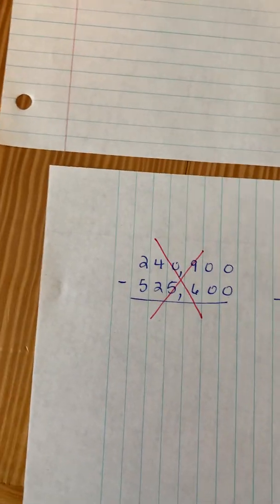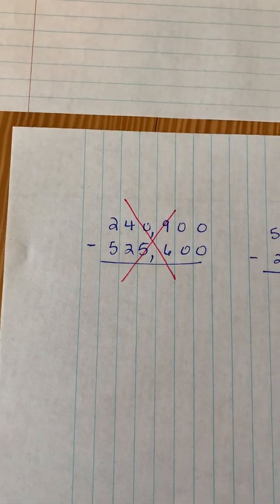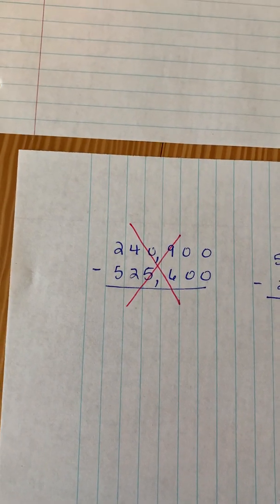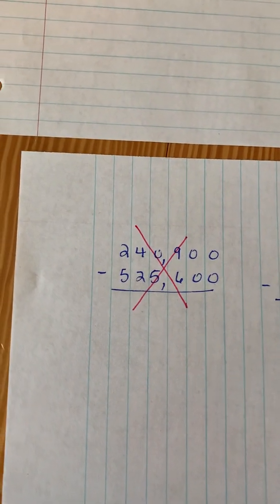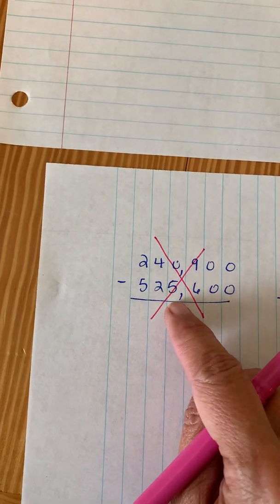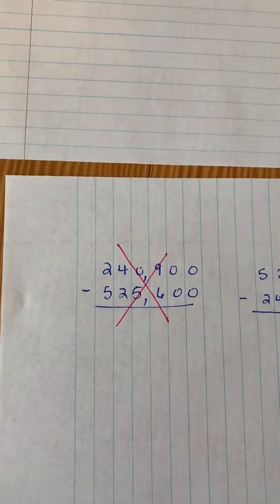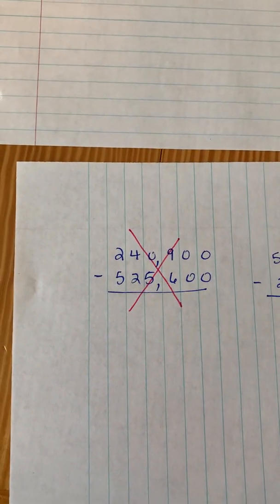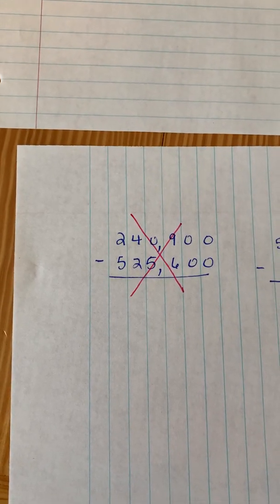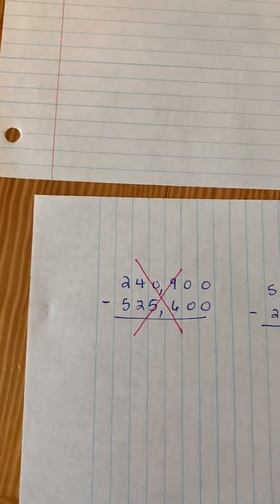Here's why. When I read my word problem, I just wrote the first number that I saw, and then I put the second number that I saw, and I'm ready to subtract. But there's a problem. I can't subtract 240,900 minus 525,600. It's written incorrectly. A lot of fourth graders make this mistake, because all they do is read the problem and put the first number on top and the second number on the bottom. We really have to analyze the problem to see what we need to do.